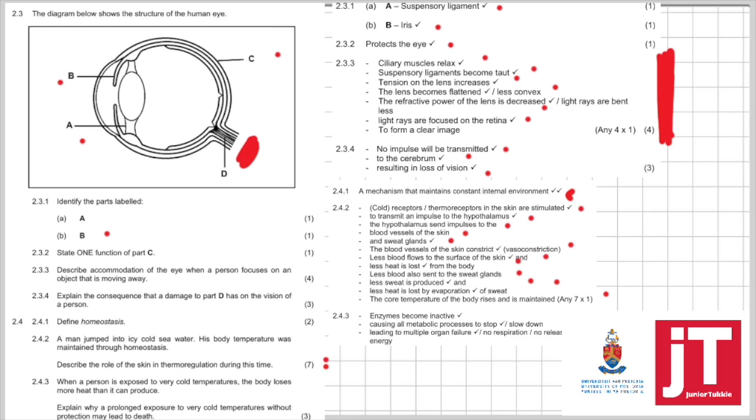2.4.3. When a person is exposed to very cold temperature, the body loses more heat than it can produce. Explain why prolonged exposure to very cold temperatures without protection may lead to death. Because the enzymes will become inactive. It will cause all metabolic processes to stop or slow down, which can lead to multiple organ failure, no cellular respiration, and no release of energy.